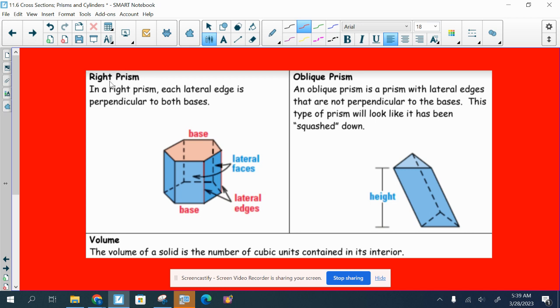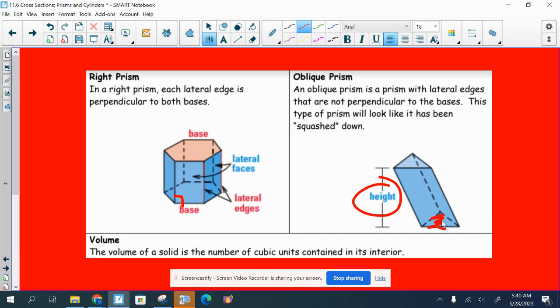And then you could have a right prism where the lateral edge is perpendicular to the base, so this would make a right angle here. Or you can have an oblique prism. So be careful when you're finding the volume of an oblique prism: this is the lateral height, but this is the actual height of the prism that you will use when calculating the volume. And then this would be the base.